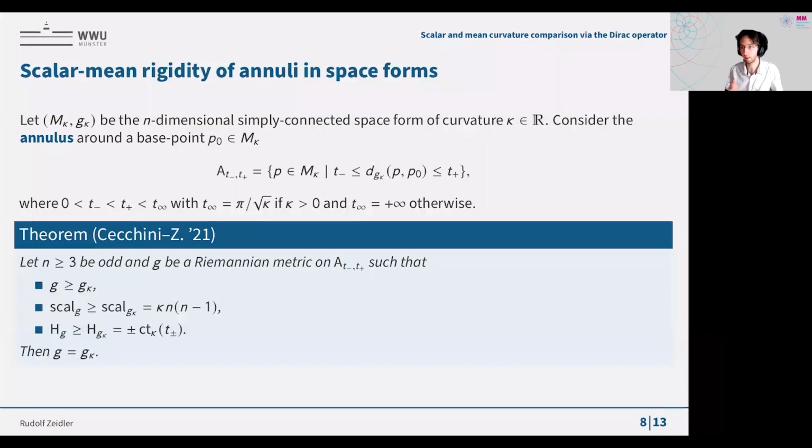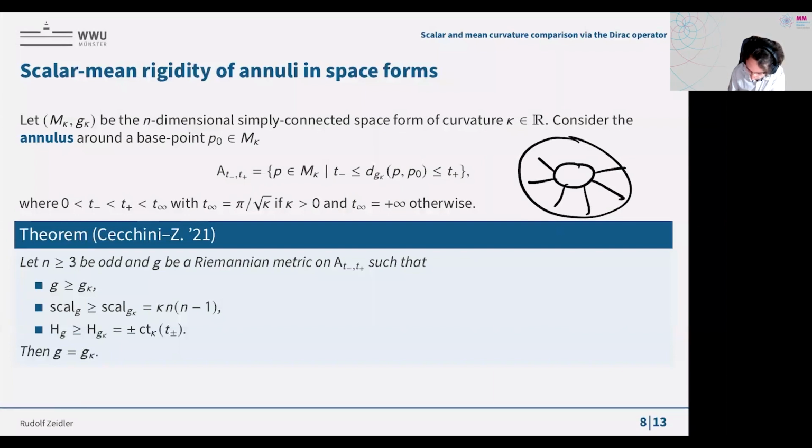So you can apply the same kind of ideas of using a Dirac operator with potential to prove something about annuli in space forms, for instance. So here we start with either the sphere, Euclidean space, or hyperbolic space, in general any space form of any curvature you want. And you fix some base point. And then you just take an annulus, where you fix some radii, t minus and t plus. And in the case of the sphere, you also assume that you don't go all the way to the opposite point. This is this assumption here in the case of the sphere.